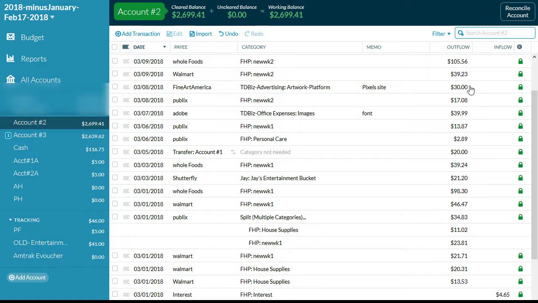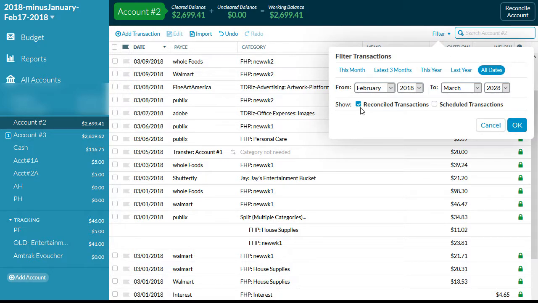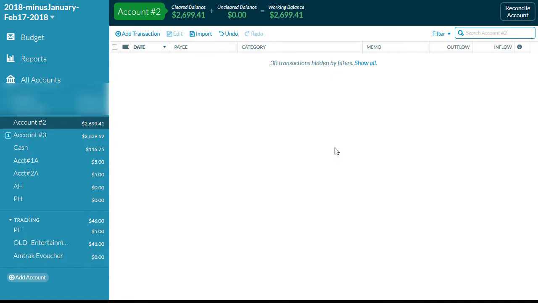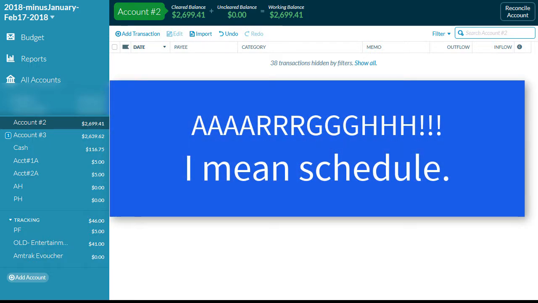And when I change the filter not to show reconciled transactions, everything is cleared, reconciled, and up to date with my bank account as of this moment. So I'm going to check one more thing because it doesn't make sense to me because I know I automate this transaction. Why would it have been in there twice?